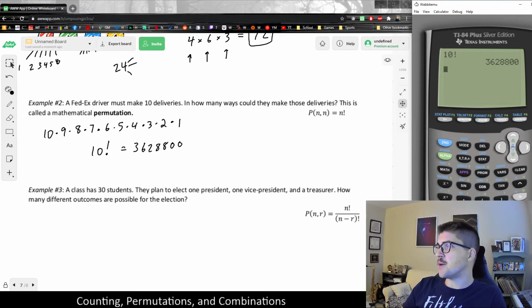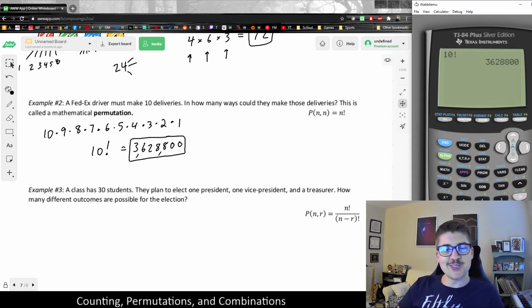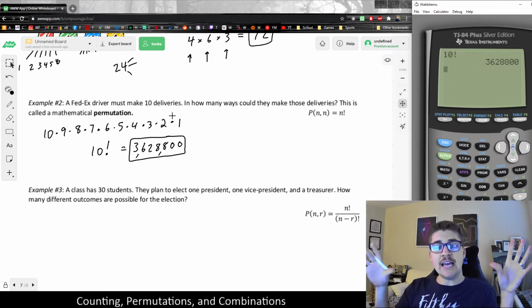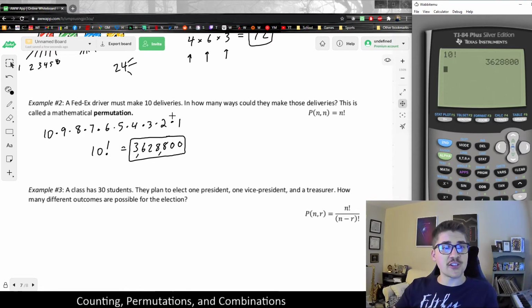In this case, it appears like we're going to have 3,628,800 different ways those deliveries can be made. And it's quite a staggering number, because what we have is a pattern of multiplication. If we have 10 different deliveries to make, there's a whole heck of a lot of different ways those could happen. A total of 10 products. And the more and more you multiply, the larger and larger the outcomes become.